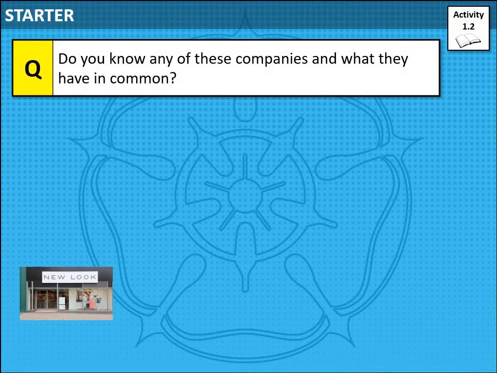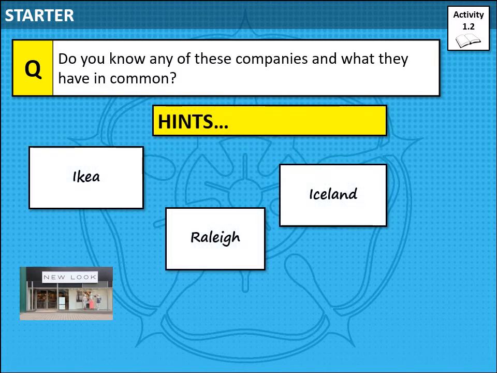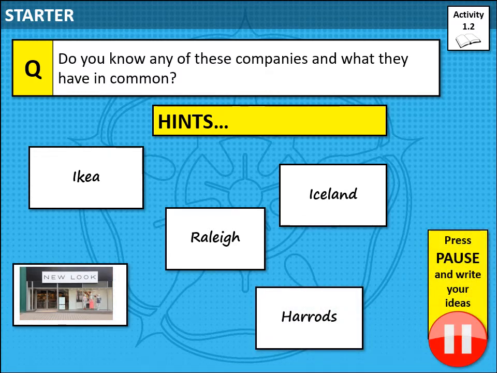So what do you think these companies have in common, and do you know any of them? So let's have a look. IKEA, I'm not going to say what it is. Raleigh, do you know Raleigh? Iceland, have you heard of that? New Look and Harrods. Do you know what Harrods is? Okay, so I want you to pause, think about if you know any of the companies and what they have in common. If you can, have a quick research on Google and see if you know any of them.